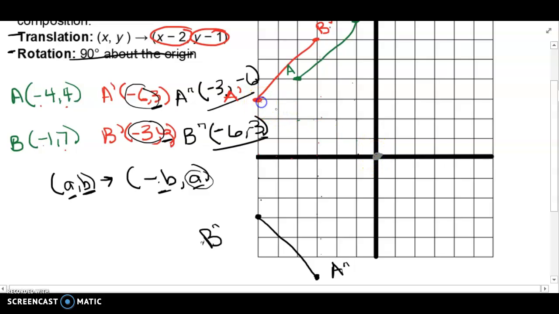Okay, so that means if I were to connect, and I'm just going to do dotted lines from A to A double prime, remember, this would be 90 degrees. And if I would connect my B to the point I'm rotating around to my B double prime, this here is also 90 degrees, okay? So hopefully that makes it a little easier for you to see.